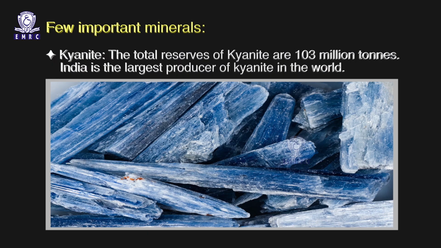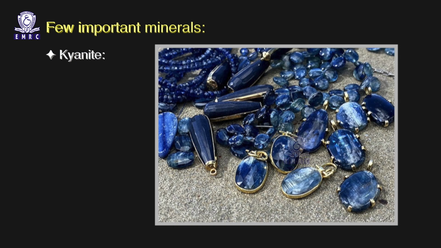Found in the metamorphic rocks, kyanite is used in metallurgical, ceramic, refractory, glass and electrical industries. The total reserves of kyanite are 103 million tons. India is the largest producer of kyanite in the world. Kyanite deposits are found in Jharkhand, Maharashtra and Karnataka. These three states contribute almost the whole production of kyanite in the country.